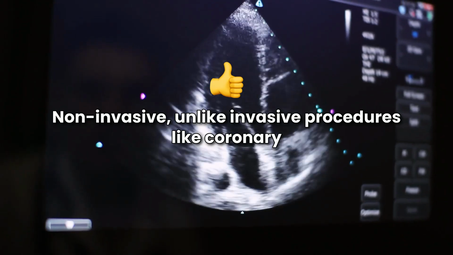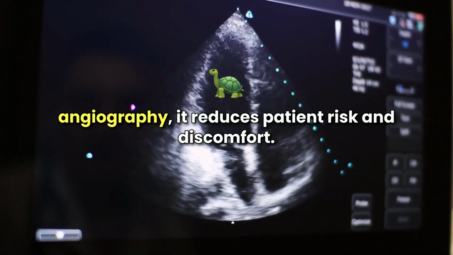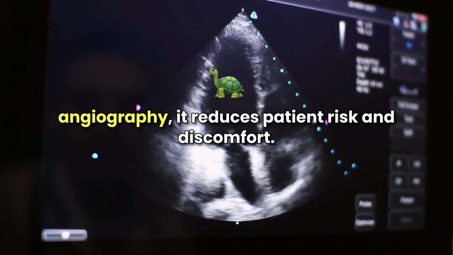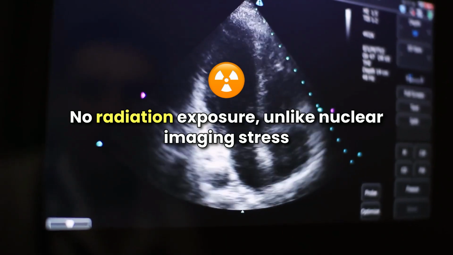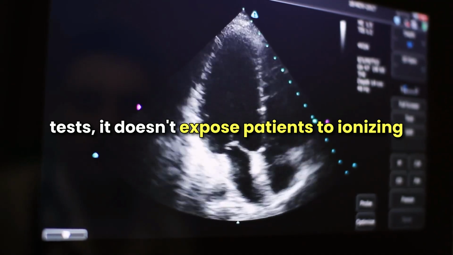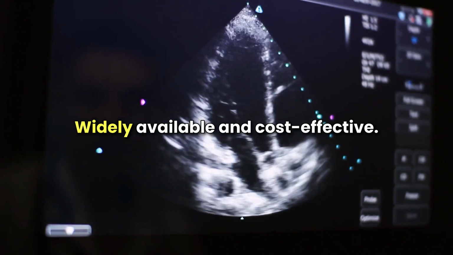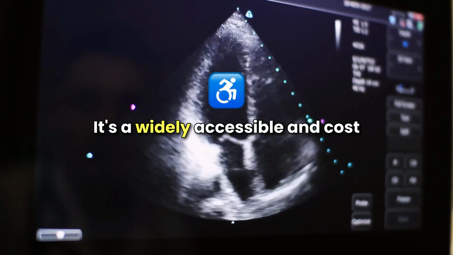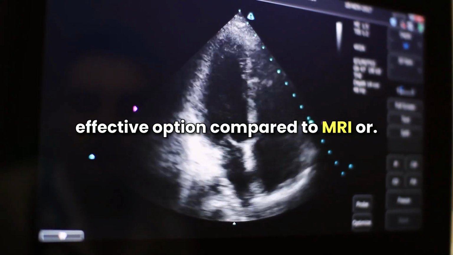Non-invasive. Unlike invasive procedures like coronary angiography, it reduces patient risk and discomfort. Real-time evaluation. It provides immediate imaging of heart function during stress. No radiation exposure. Unlike nuclear imaging stress tests, it doesn't expose patients to ionizing radiation, making it safer for repeated use. Widely available and cost-effective. It's a widely accessible and cost-effective option compared to MRI or CT scans.